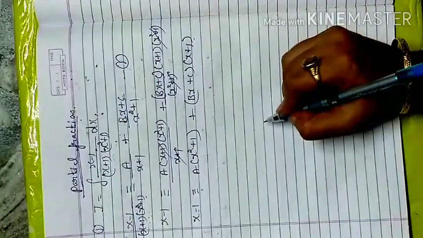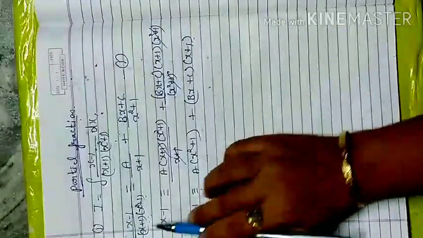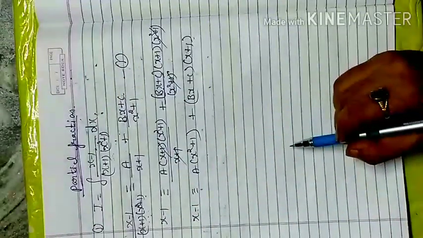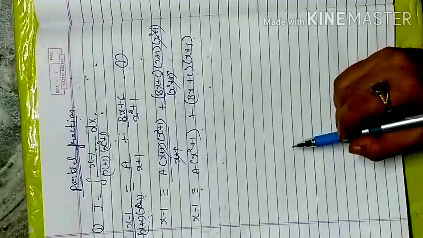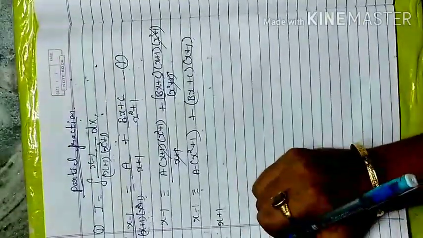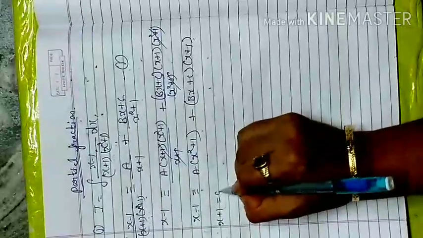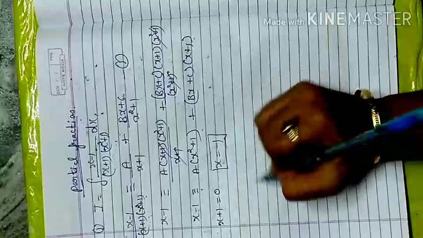So what will I do next? First I will think, is there any linear factor available in the denominator? Yes, only one linear factor is available in the denominator. First I will extract the x value from that. The linear factor is x plus 1. I take it as 0 and the x value is minus 1. So that means x is equal to minus 1.